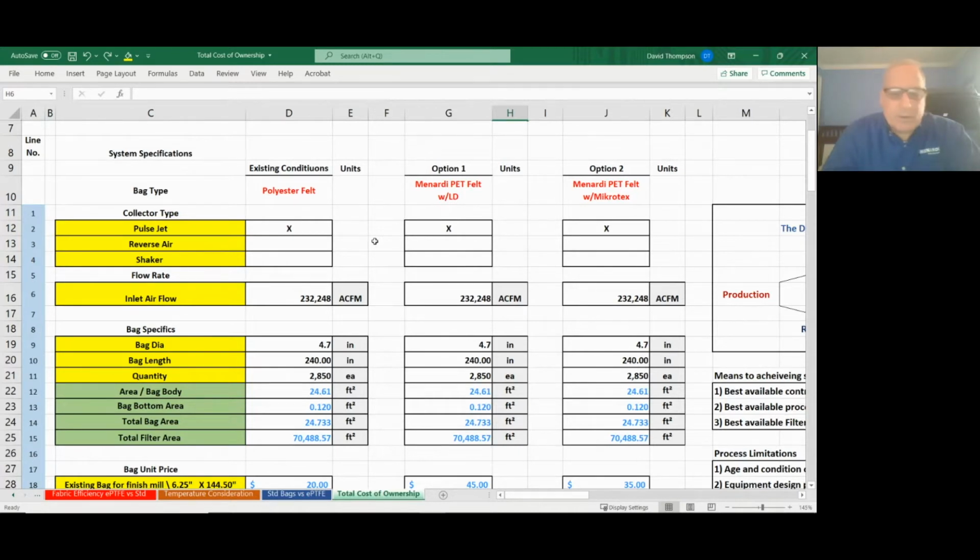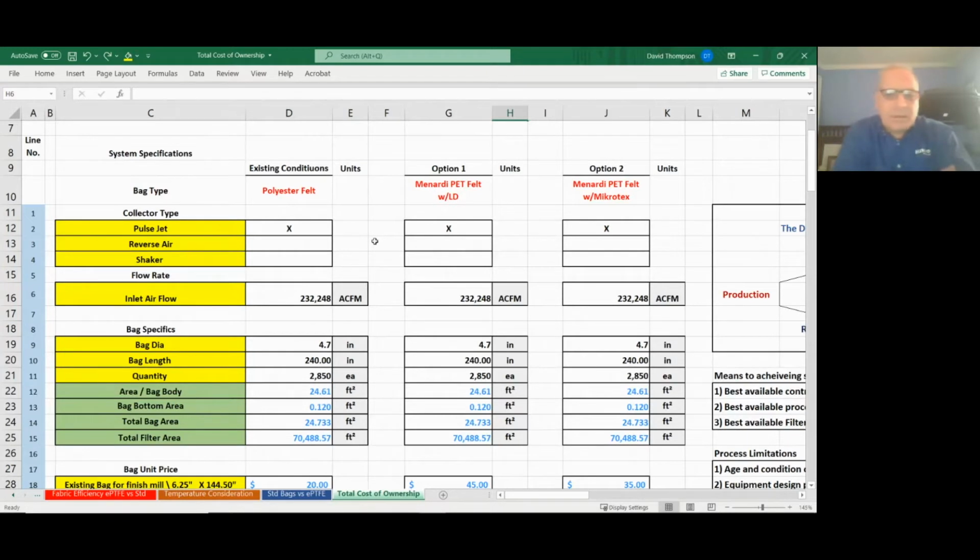And typically we'll make a suggestion on how to make that happen. We'll also suggest possibly a different type of bag that can get the customer the kind of performance they're looking for at an overall price that makes their system more cost effective. So in this comparison, we're comparing standard polyester felt bags with our Menardi polyester felt bag with a low drag membrane, which for us is fairly new technology. And then our standard option two would be our standard polyester felt bag with our standard Microtex expanded PTFE membrane. It's an older technology; it goes back 30 years.